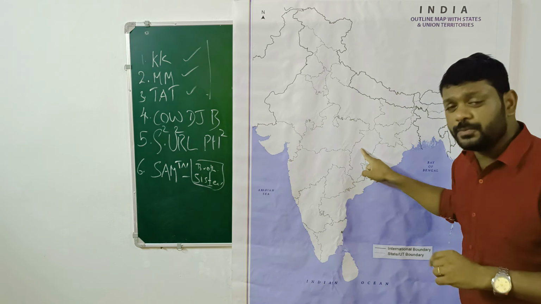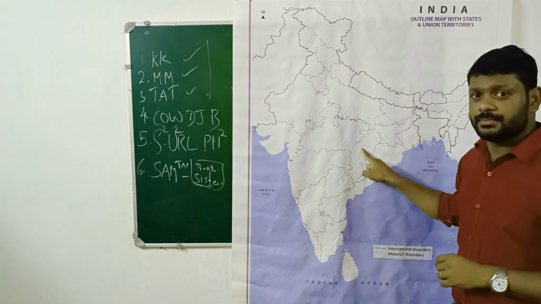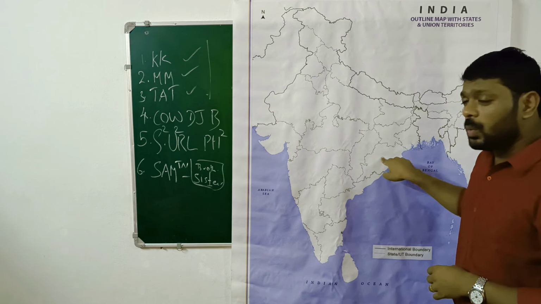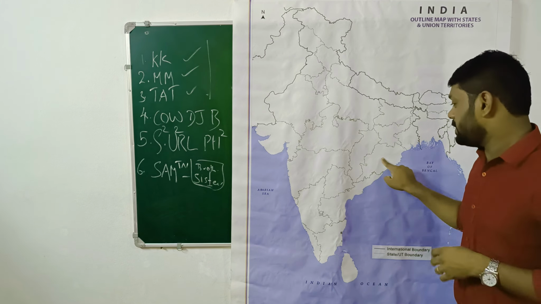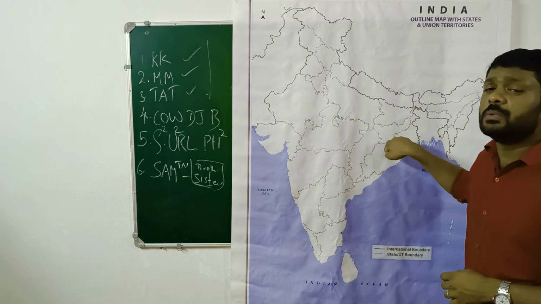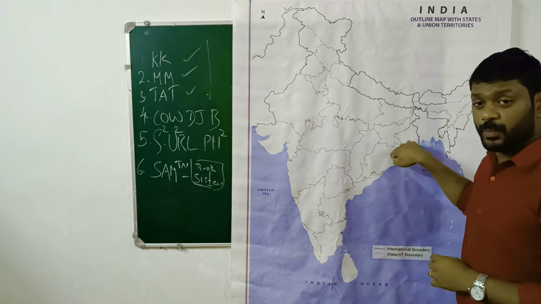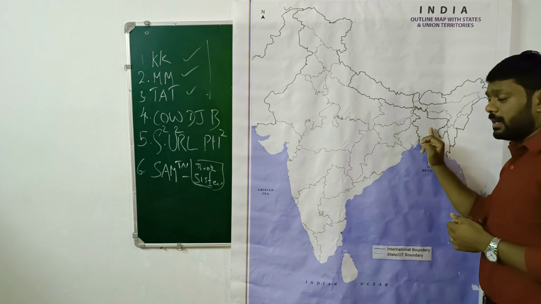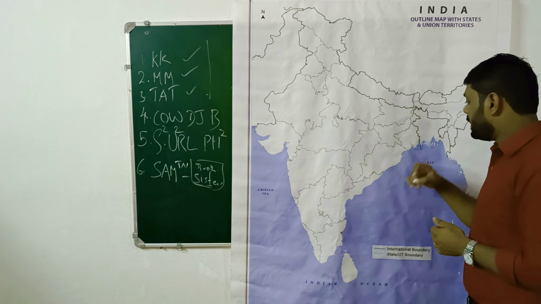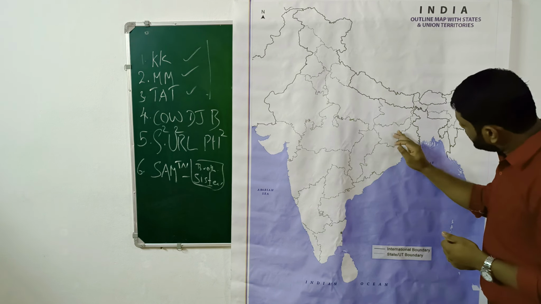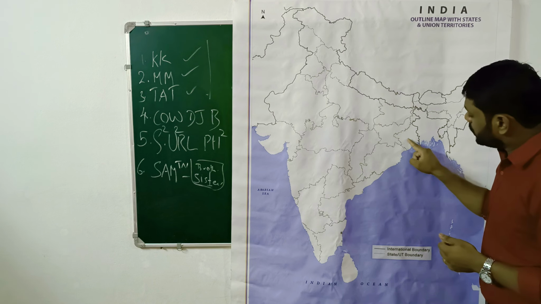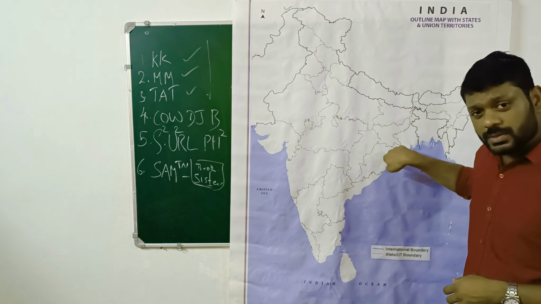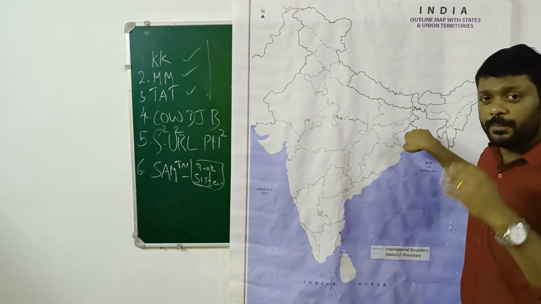C stands for Chhattisgarh. Now over to here, O stands for Odisha. Earlier it was known as Orissa, now it is known as Odisha. And over to here you need to mark the third one, W stands for West Bengal. Do not mark West Bengal over to here. Majority of the students get confused and mark West Bengal over to here. This is not West Bengal, this is Bangladesh. So when you mark West Bengal, make sure it lies towards this particular region. Do not forget COW: C stands for Chhattisgarh, O for Odisha, and W for West Bengal.